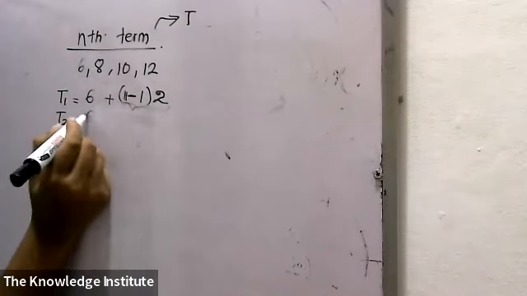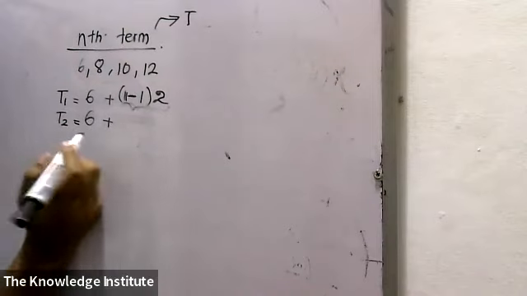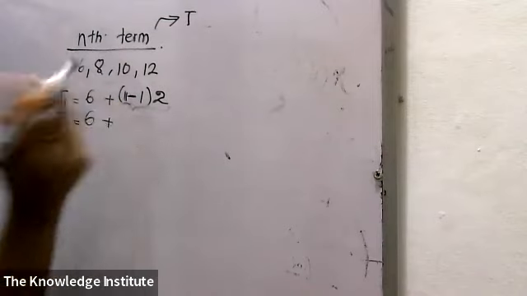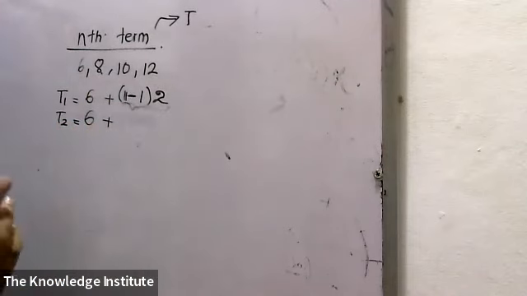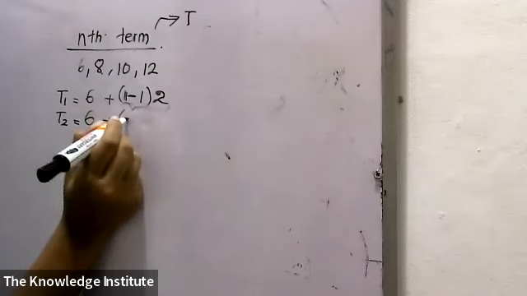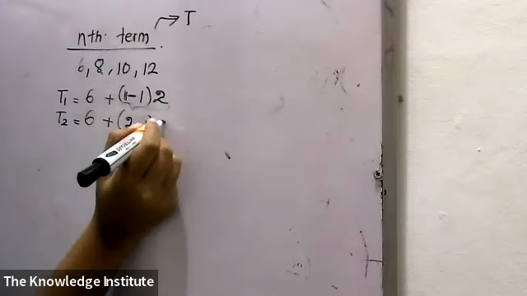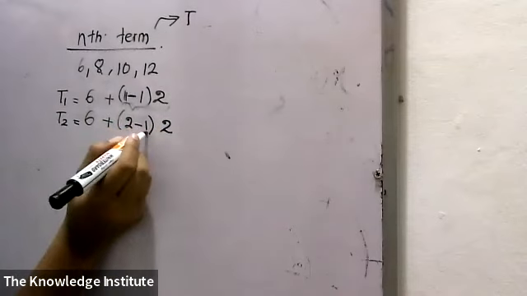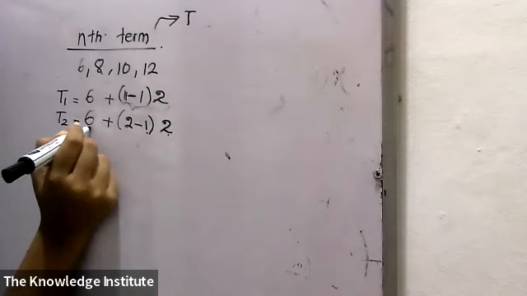You know your first term is 6. If you have to make it 8, how much should you add here? 2, right? So this is the second term. So from 2, I'm going to subtract 1. Now tell me, 2 minus 1, what is the value? 1. 1 into 2? 2. 2 plus 6? 8.